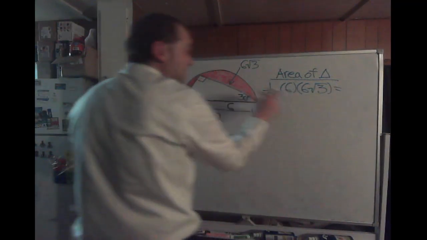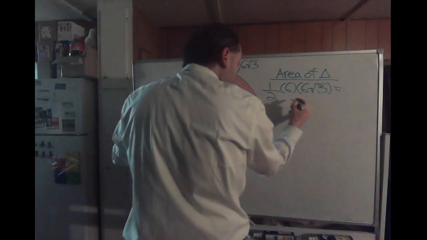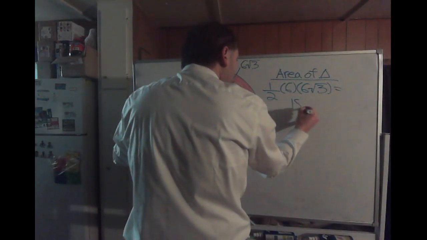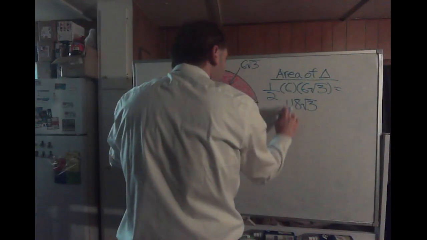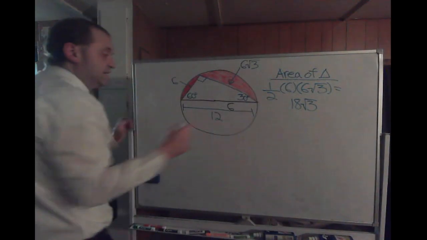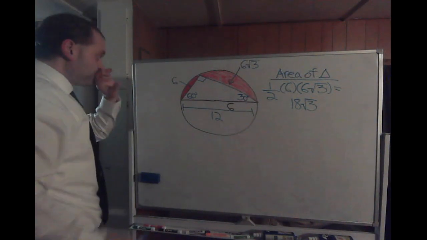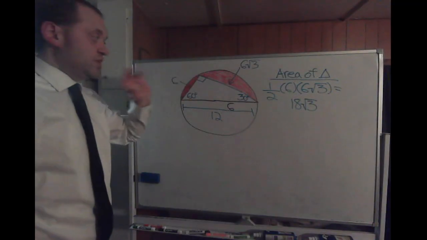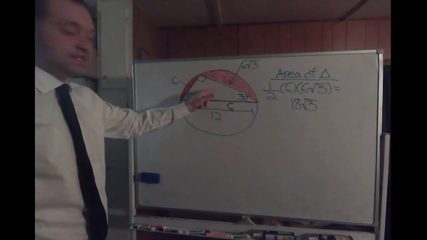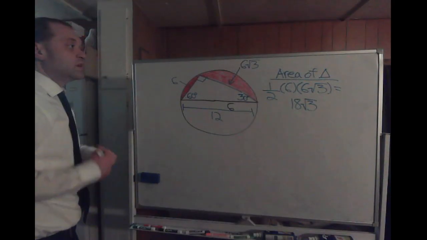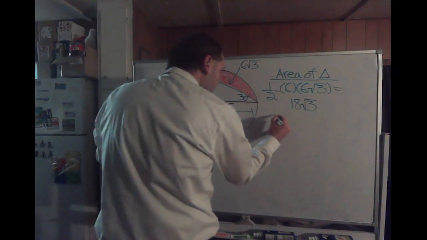Half of 6 is what? That's 3. Then times 6 times the square root of 3. That'd be 18 times the square root of 3. So we found the area of the triangle to be 18 times the square root of 3. Well, if you look at the shaded region, doesn't it look like the area of the whole semicircle minus the area of the triangle? Let's find the area of the whole sector next.